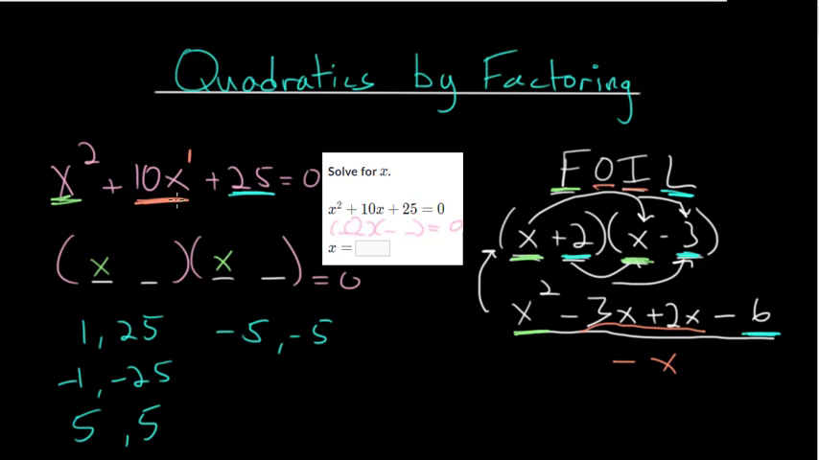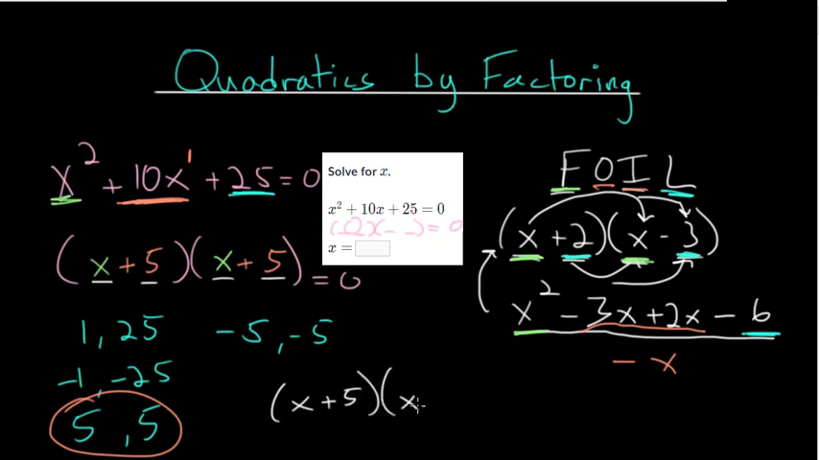So to get this, we want to ask ourselves which of these factor pairs would add up to the coefficient on x. So which one of these pairs would add up to positive 10? And in this case, it would be 5 and 5. So we can put plus 5 into each of these. And so now we've factored this equation. Let me just rewrite it. We have x plus 5 times x plus 5, and this is equal to 0.